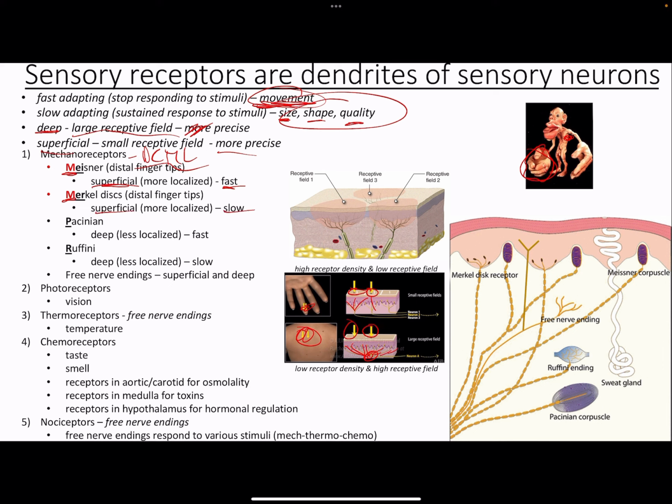So Pacinian and R, these are deeper into the alphabet. So these are going to be deep. So this would be like on your back. You're also going to have them in your hands, but let's just make it easy. Think of your back. And then again, we're kind of racing through the alphabet after this tiebreaker.